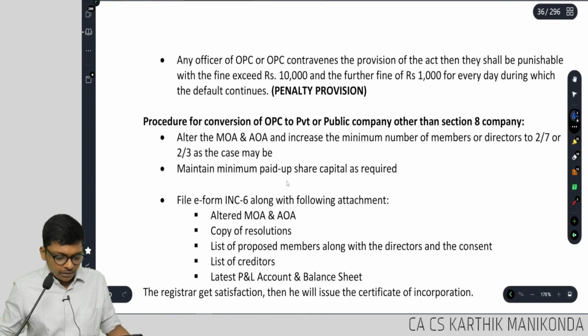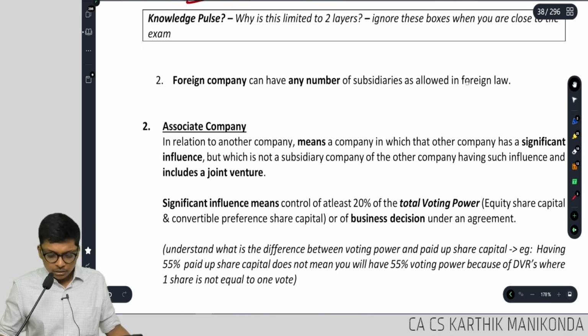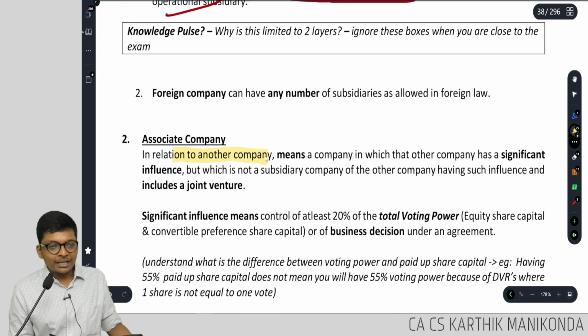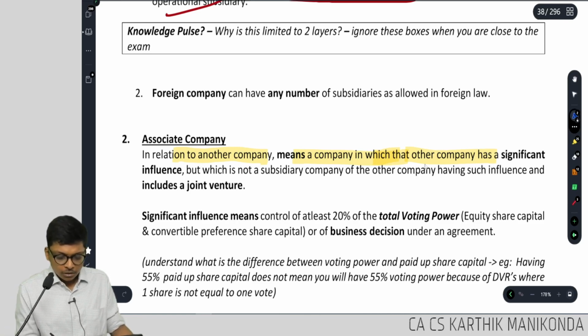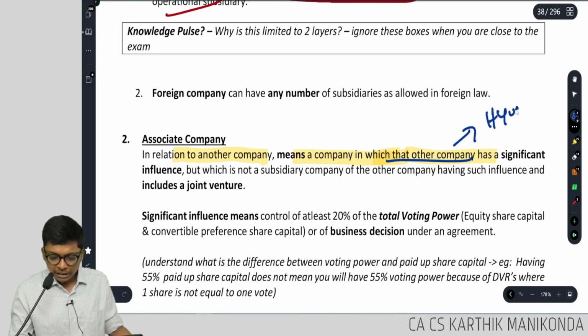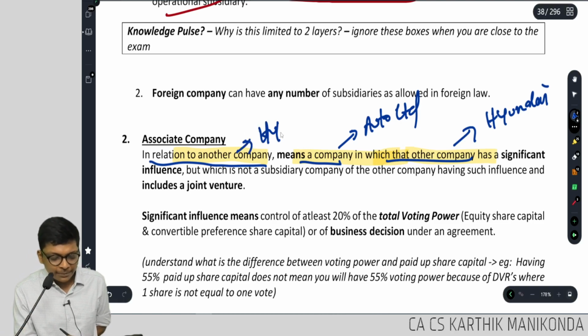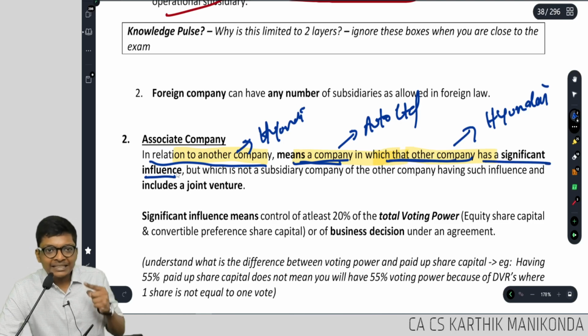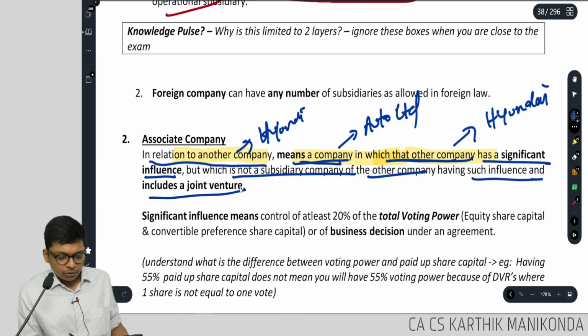Now connect this Hyundai example with the definition of an associate company. Simple definition. Look at this. In relation to another company means a company in which that other company, that means other company is Hyundai, in relation to another company means a company is Auto Limited. Now read the definition, Barak. In relation to another company, other means Hyundai, means a company in which that other company has significant influence, but which is not a subsidiary of the other company having such influence and includes a joint venture.